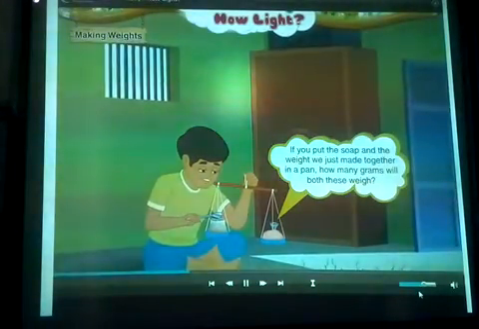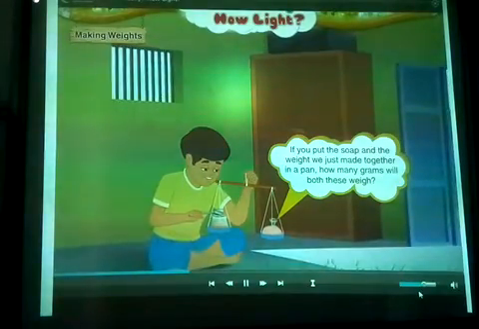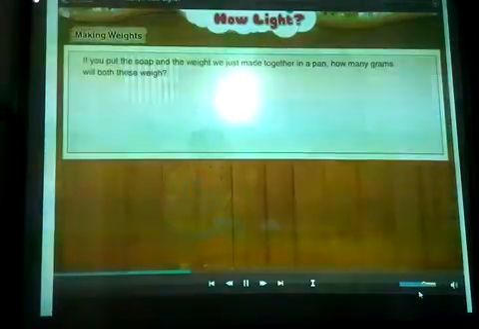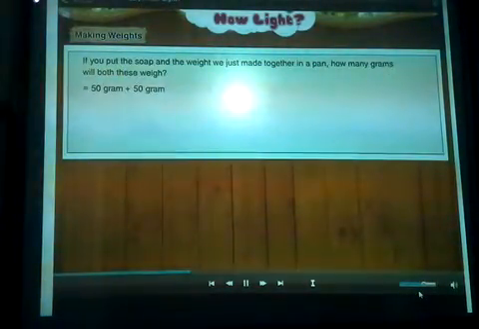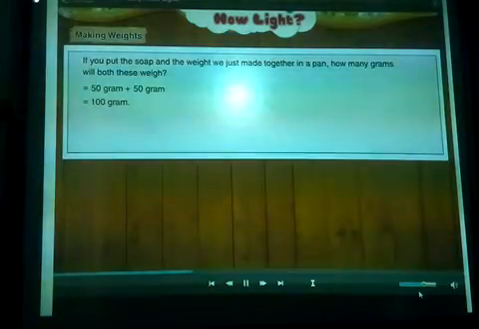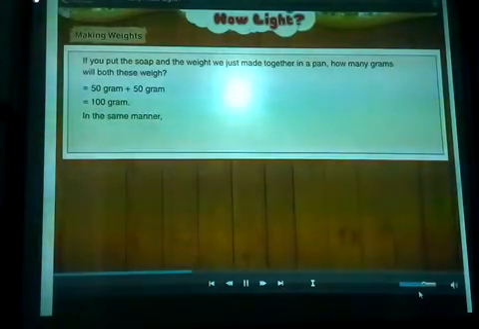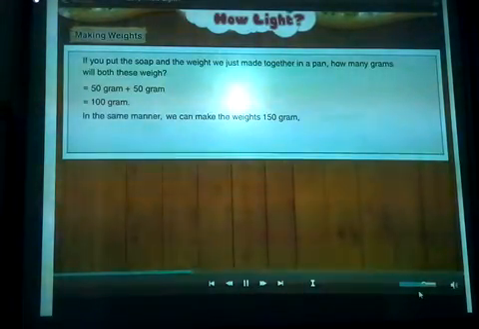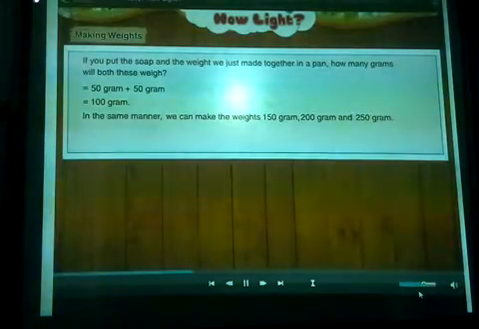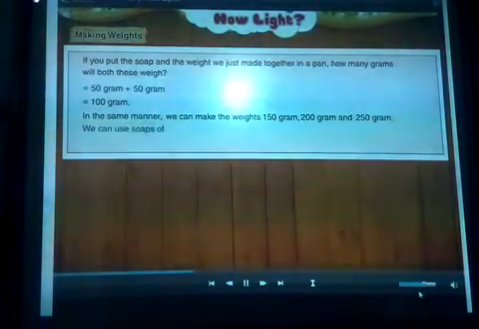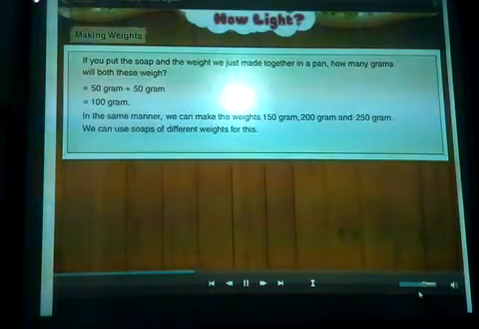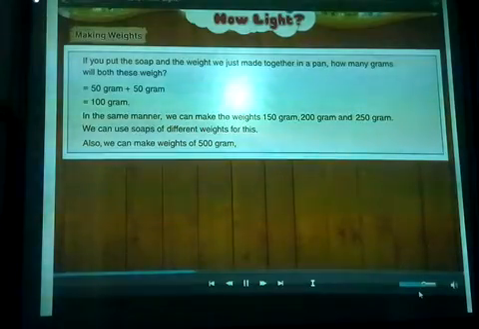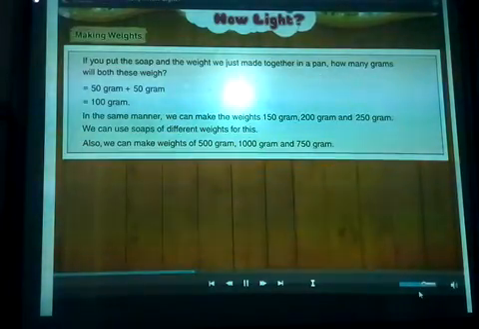If you put the soap and the weight we just made together in the pan, how many grams will both these weigh? If we add 50 and 50, we get 100 grams. In the same manner, we can make the weights 150 grams, 200 grams and 250 grams. We can use soaps of different weights for this. Also, we can make weights of 500 grams, 1000 grams and 750 grams.